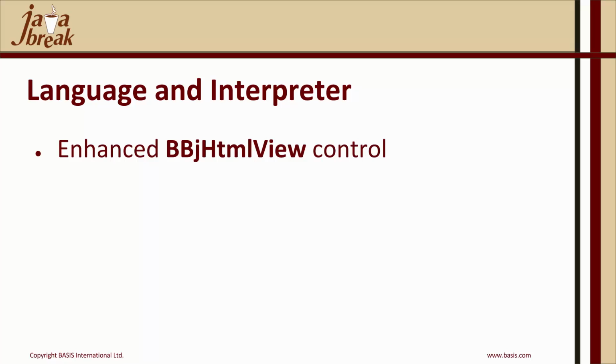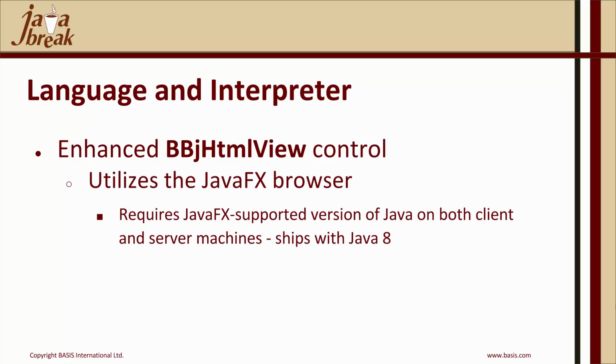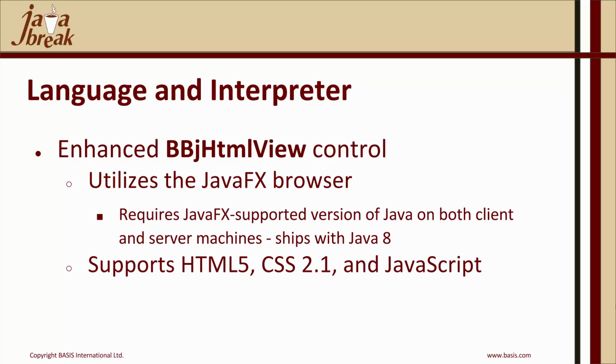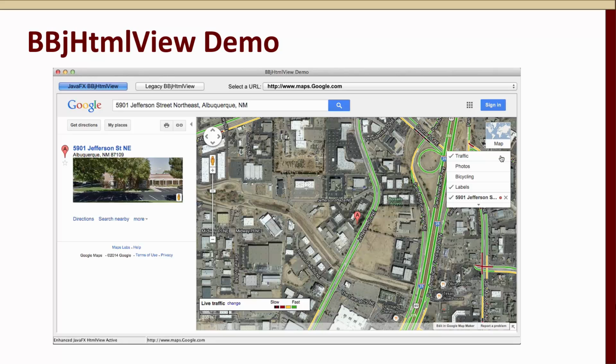In the language interpreter, we've also added an enhanced BBjHtmlView control. The enhanced functionality is courtesy of the new JavaFX browser. It requires a JavaFX supported version of Java on both the client and the server machines, which is currently shipping with Java 8. In the enhanced mode, it supports HTML5, CSS 2.1, and JavaScript. The best way to see the improved functionality is for us to demonstrate it to you.